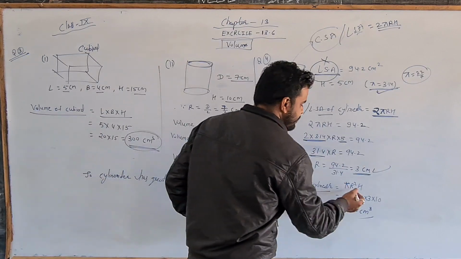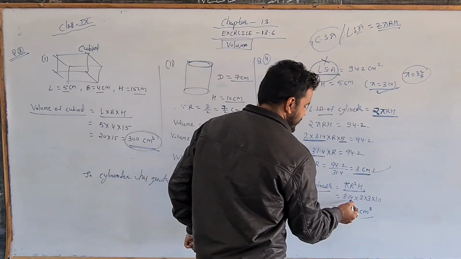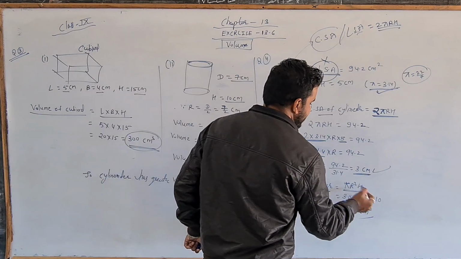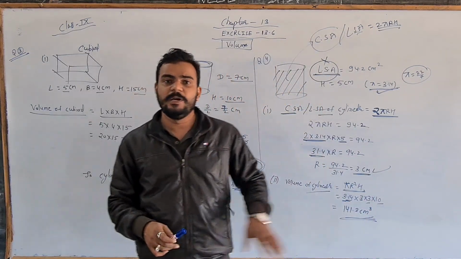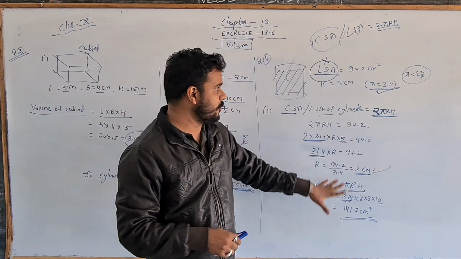Now we have to find out the volume of the cylinder. So the volume of the cylinder is pi r square h. Pi is 3.14, r is 3 into 3, h is 10. The answer is 141.3 centimeter cube. This is our volume of the cylinder.